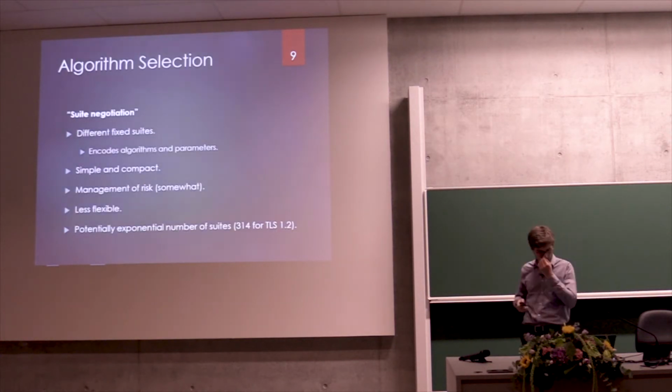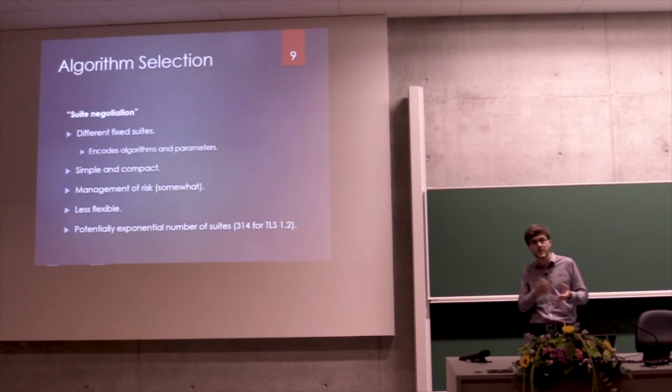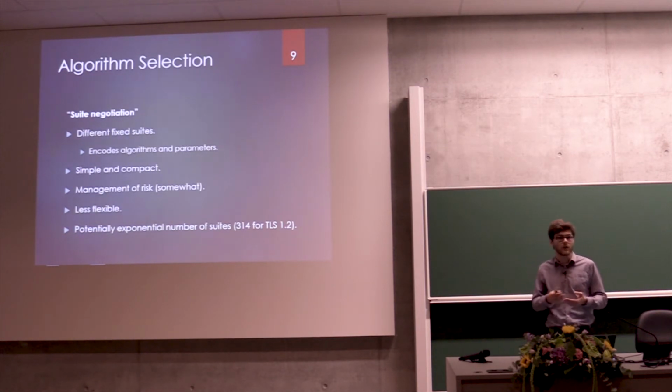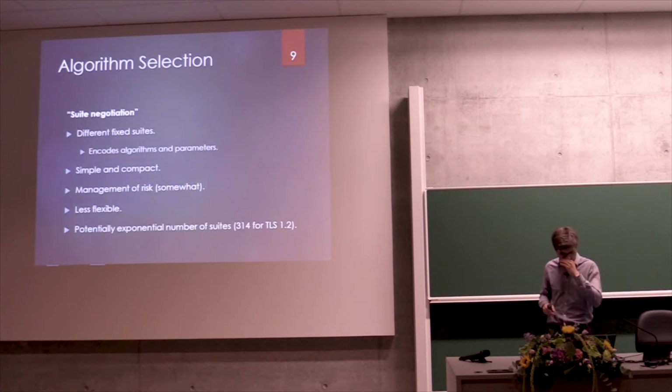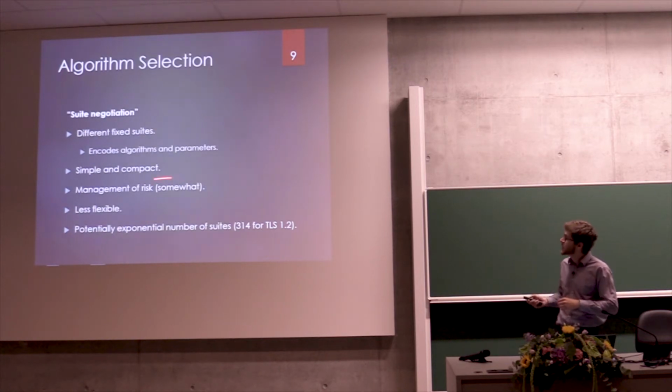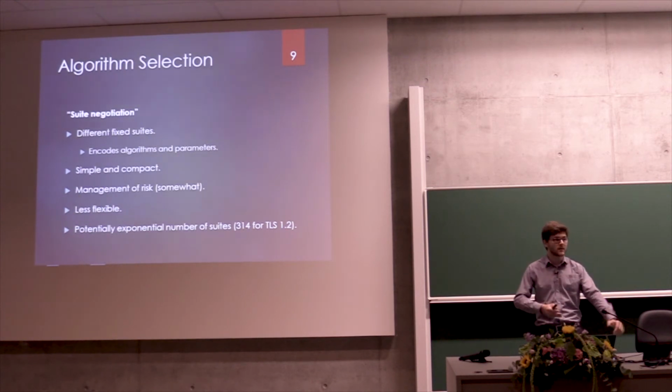TLS functions using what we call a suite negotiation mechanism for the algorithms that it uses. That means that there are standards that fix a bunch of suites which specify which cryptographic algorithms you should use for which part of the protocol. So for your key exchange, your signature algorithm, your symmetric encryption, your hashes, all these things are specified by these suites, which encode algorithms and parameters. It makes it really easy because you only need maybe 2 bytes of data to decide which suite to use.